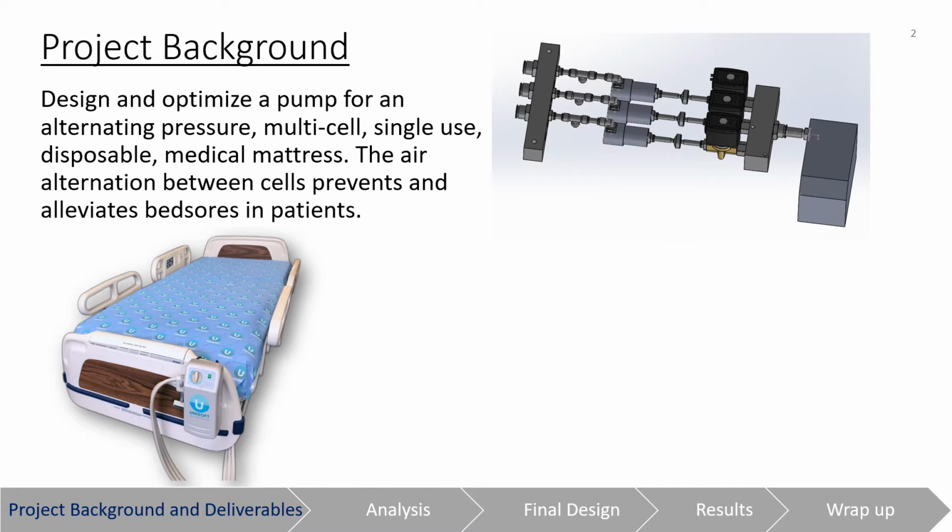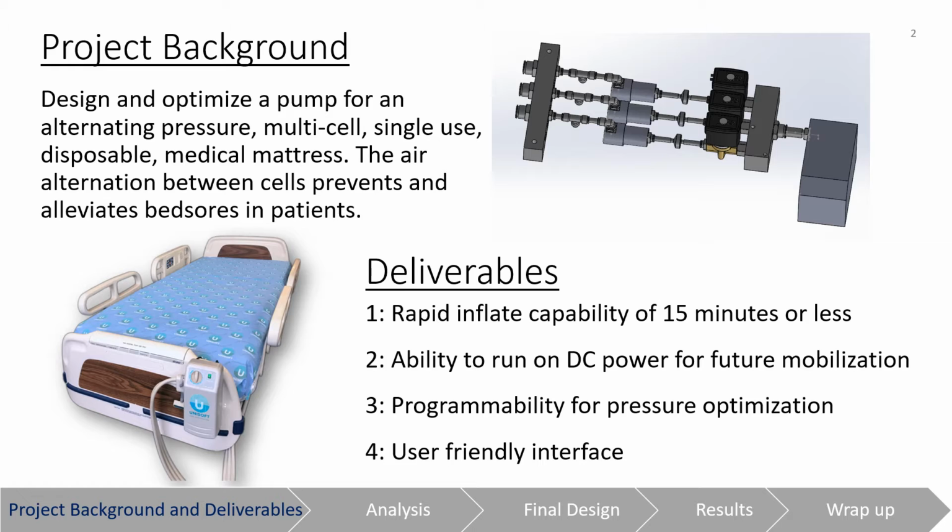Our project was started by the Unisoft Medical Company, who wanted us to design and optimize a pump for their alternating pressure mattress, which is a multi-cell, single-use disposable medical-grade mattress. The deliverables for the project were a rapid inflate capability of 15 minutes or less, the ability to run on DC power for future mobilization, programmability for pressure optimization, and a user-friendly interface.